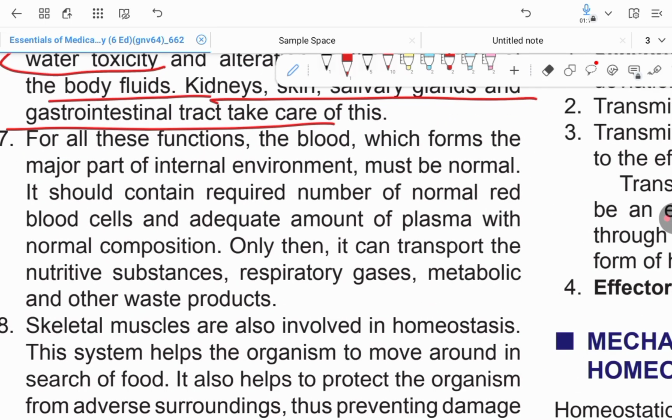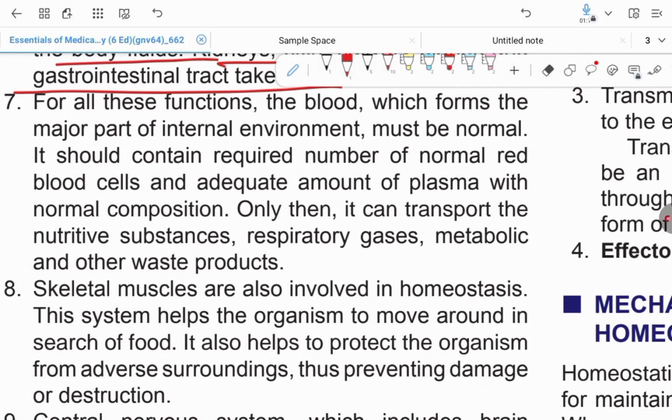Okay, for all of these functions, the blood, which forms the major part of the internal environment, must be normal. It should contain the required number of red blood cells and an adequate amount of plasma, with normal composition. Only then can it transport the nutrients, respiratory gases, metabolic and all other products.